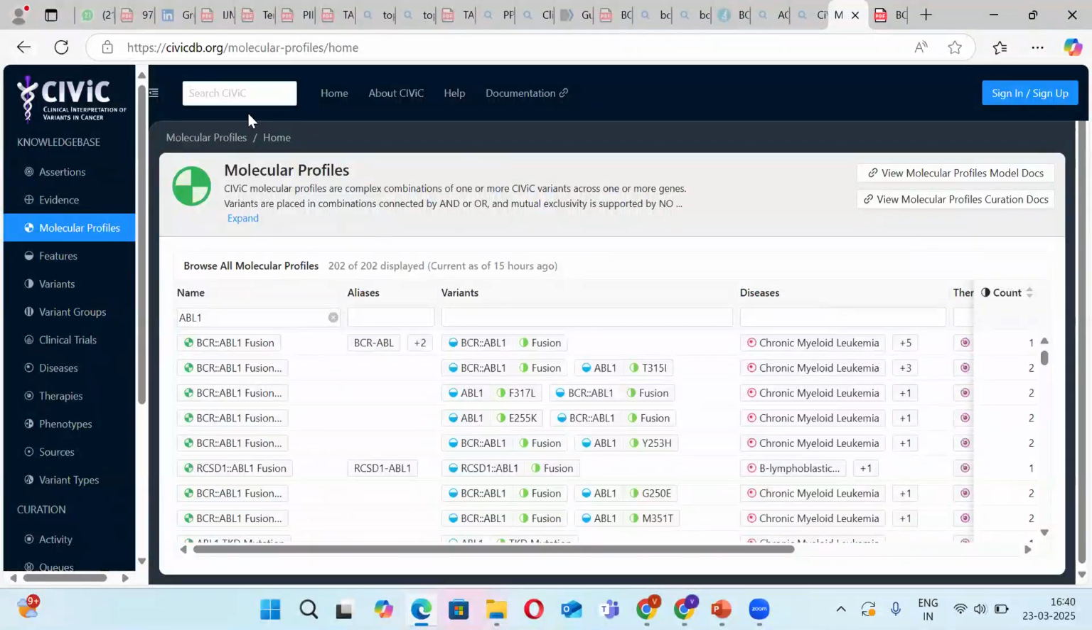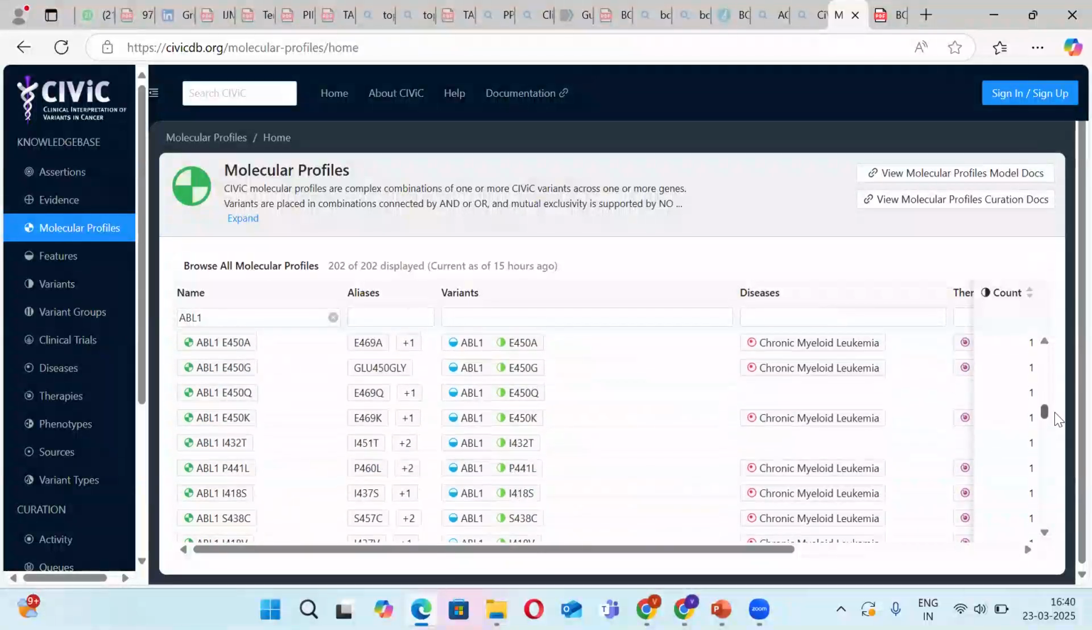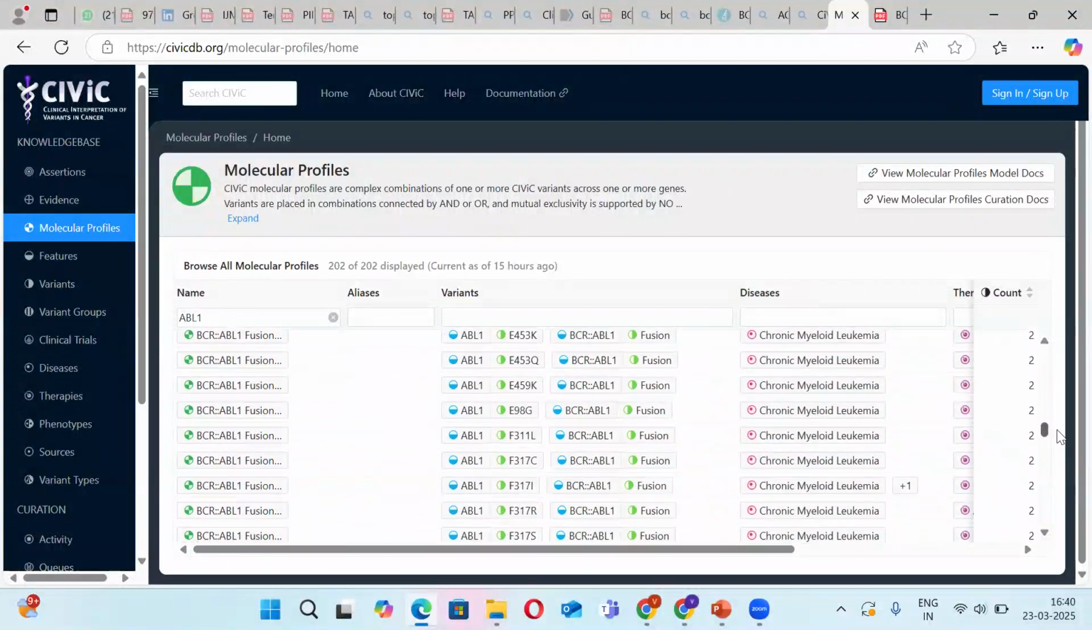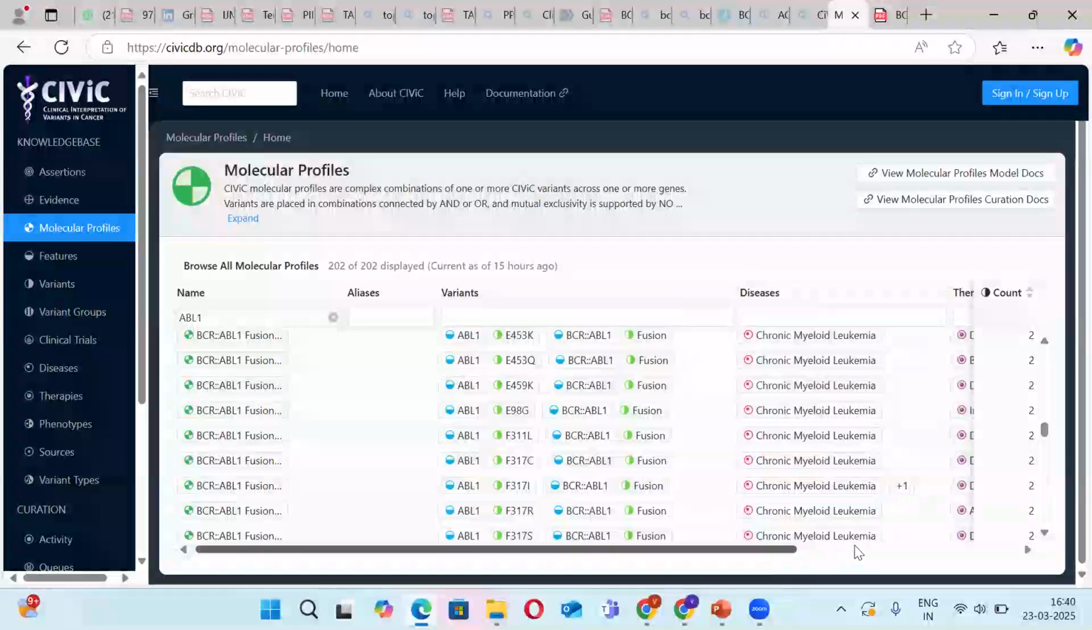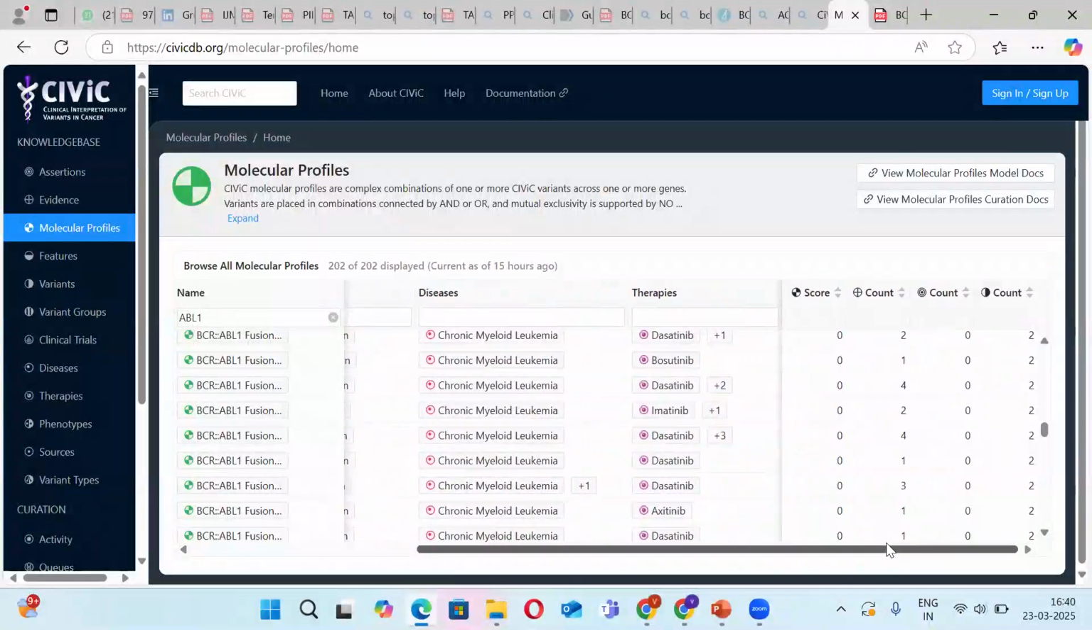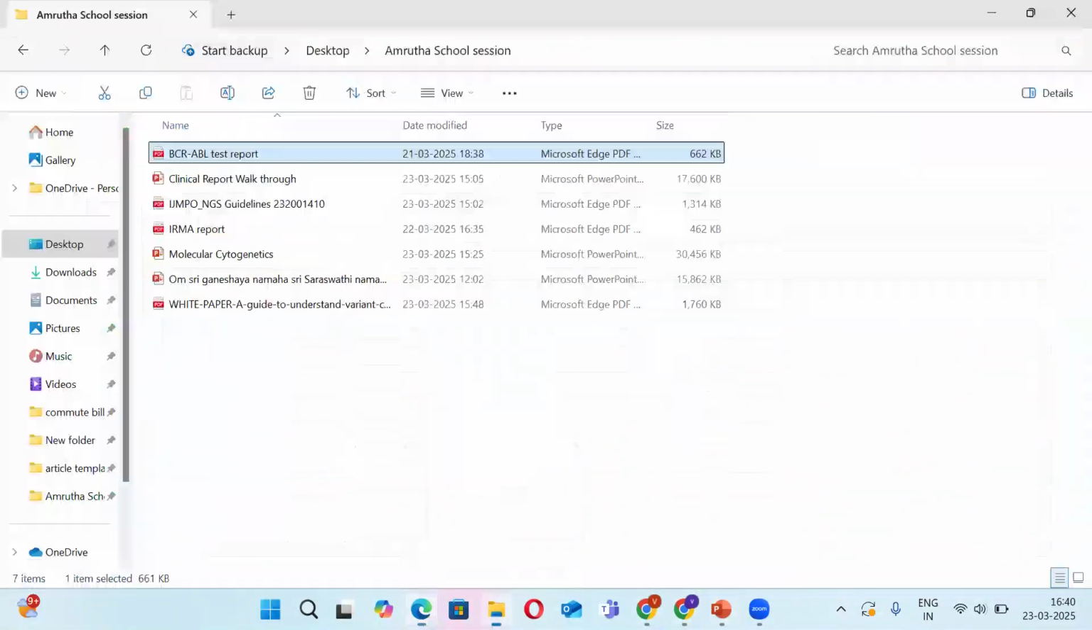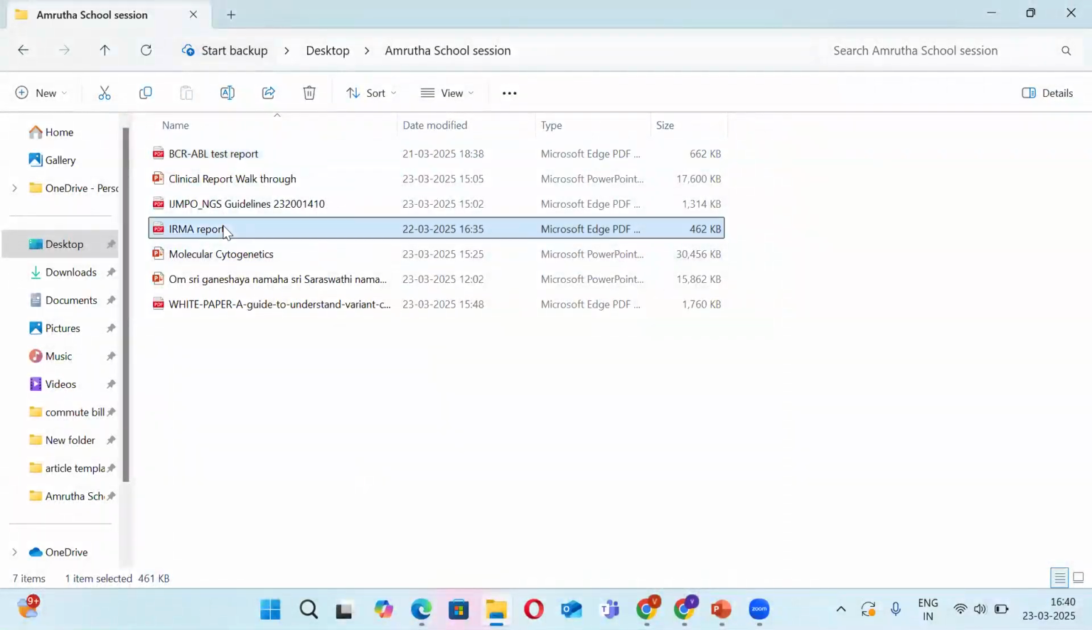All I did was go to the CIViC database, type in ABL1, and this is what I get. It provides plenty of information in terms of studies and their evidence, how many patients had that in the given study, and whether they responded partially or completely. All the information is here. And moving on to the IRMA report that I wanted to walk through.